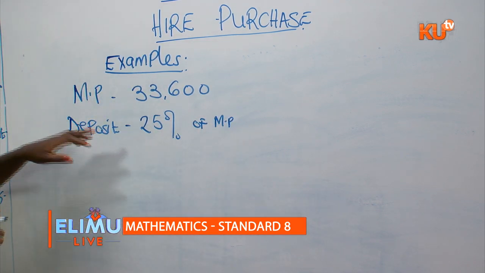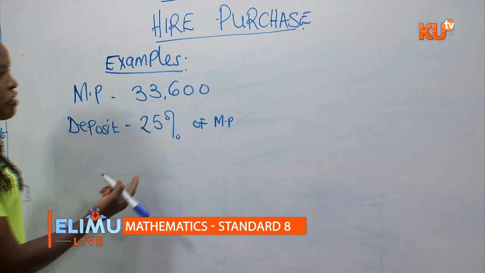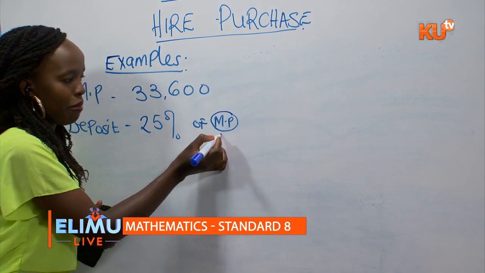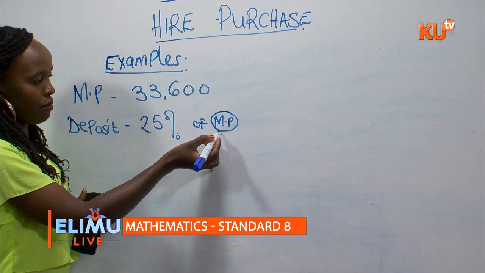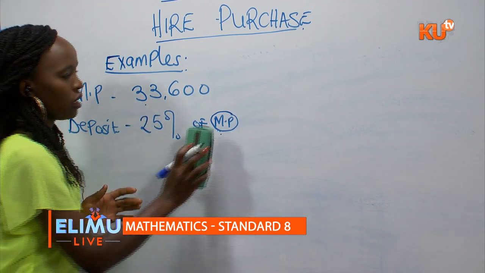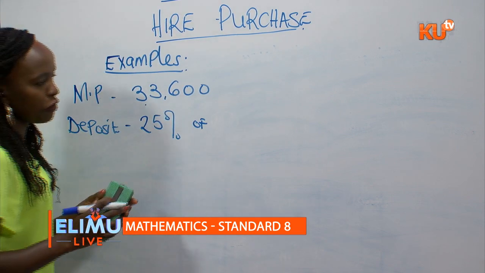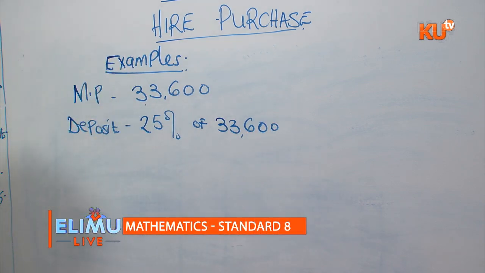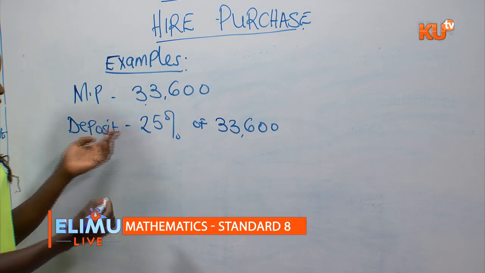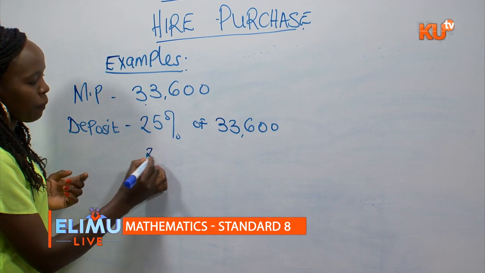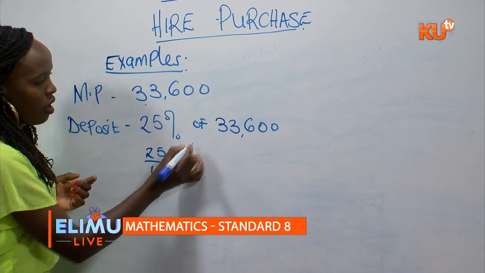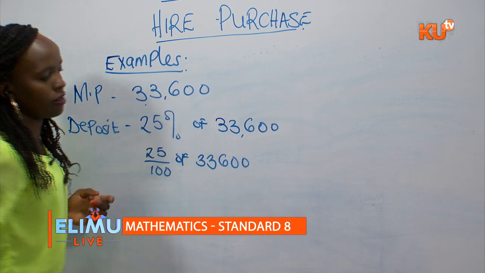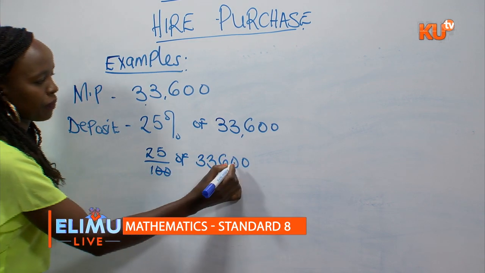So when they say that it is 25% of the marked price, your work is just to write 25% of the marked price. Here you write the amount that represents the marked price, and the amount that represents the marked price is 33,600. So it is 25% of 33,600. We know how to calculate this, so we get the amount representing the deposit. It's going to be 25 over 100 of, which is the same as multiplication of 33,600.